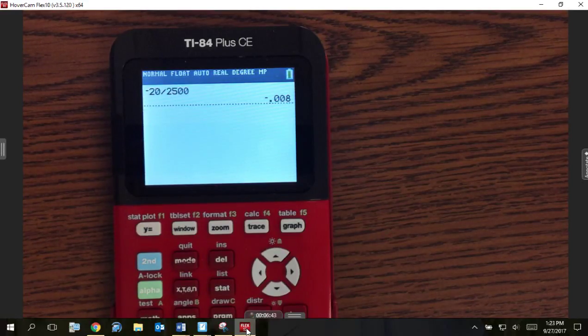And if you want to remember how to write it in fraction form, you have to do it yourself. You're not going to remember by watching me do it. So from here, to go to fraction form, you do math, enter, enter. And it will tell you the answer as a fraction. So math, enter, enter. So my a value is negative 1 over 125.